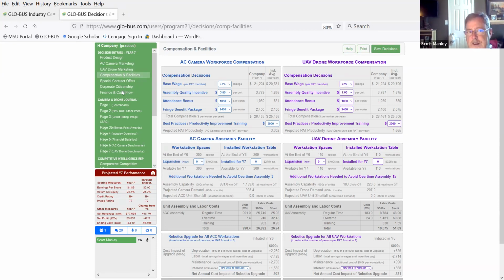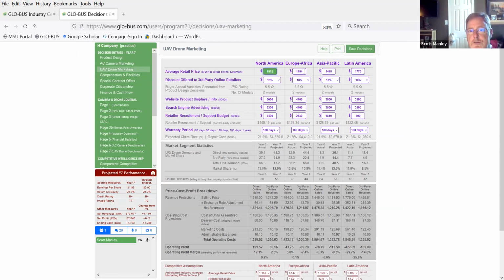Well, it says I still need 15 additional workstations. So I'm going to use another $100 price increase to see what happens there. Okay, now in Latin America, I'm really losing a lot of money. And what you'll see is my marketing cost in Latin America is really disproportionately high. I'm spending a tremendous amount of money there. So this number of stores is not working for me.